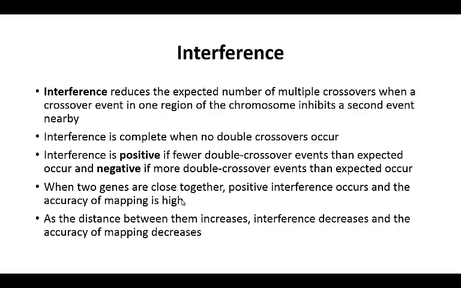Maybe you have a region of the chromosome that has a very high frequency of recombination, and so the number of crossover events that you have might be higher than you would expect. So when two genes are close together, simply the physical distance between those genes means that you're going to have positive interference happening, and the accuracy of mapping can be pretty high. However, as the distance between them increases, as we just talked about, the interference is going to decrease, and the accuracy of mapping those two genes is going to subsequently decrease as well.